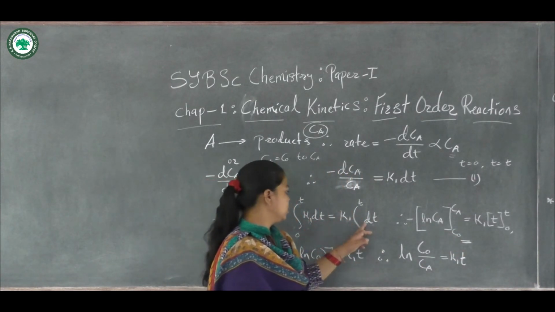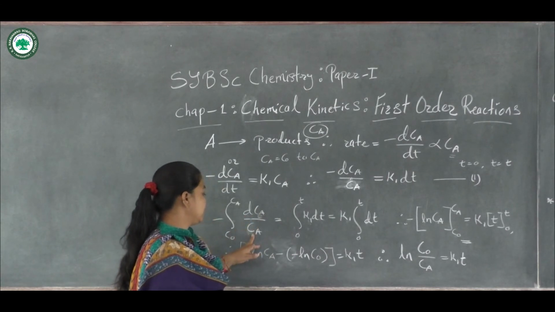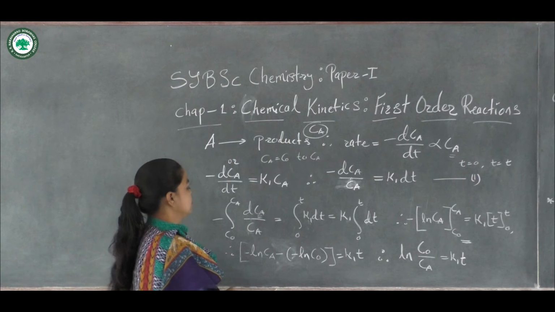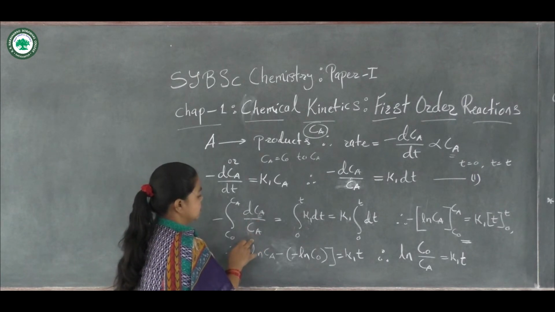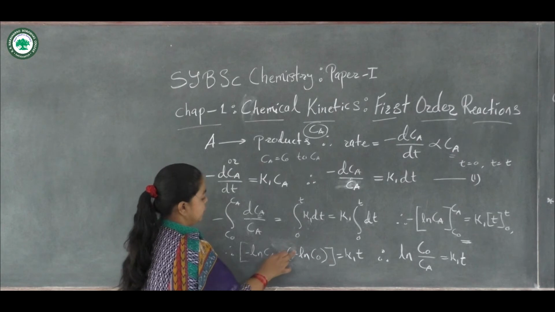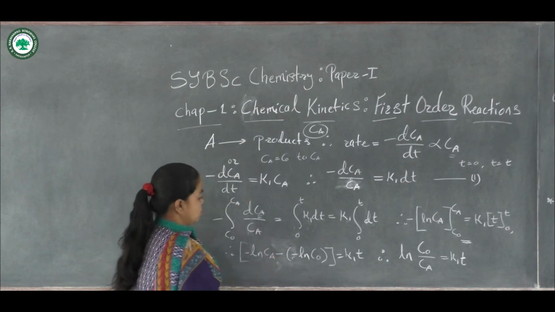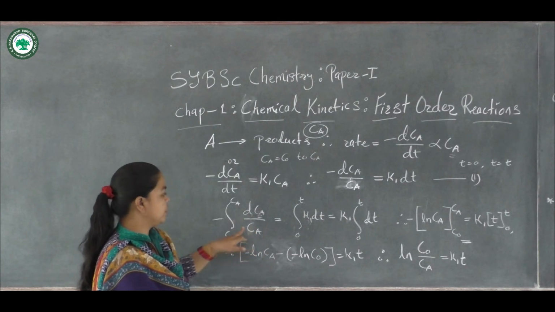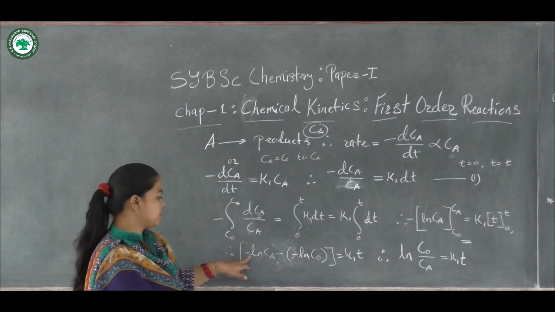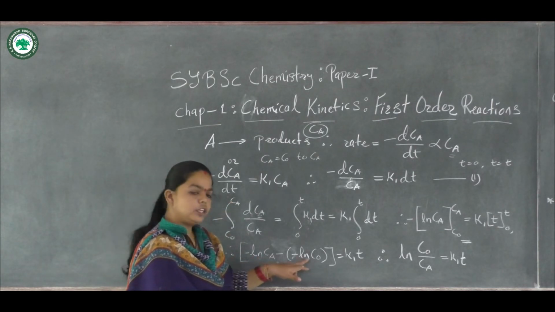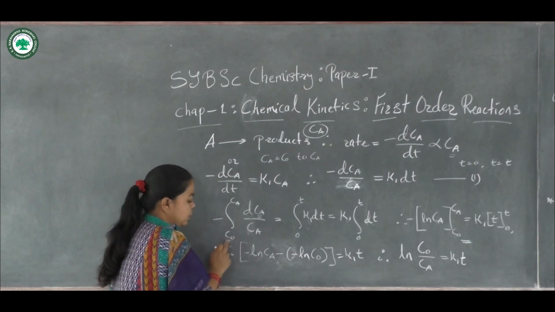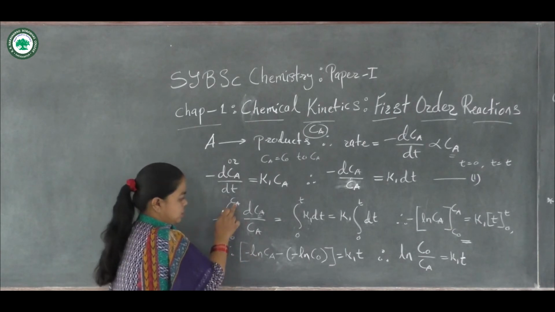Now this is dCa upon Ca, divided by Ca, or C0 here. So we are getting ln of Ca and ln of C0. This equation becomes Ca between the limits, because we are integrating from C0 to Ca. Therefore it becomes minus ln Ca minus minus ln C0. Here we have taken the initial concentration C0, and this is the final concentration.